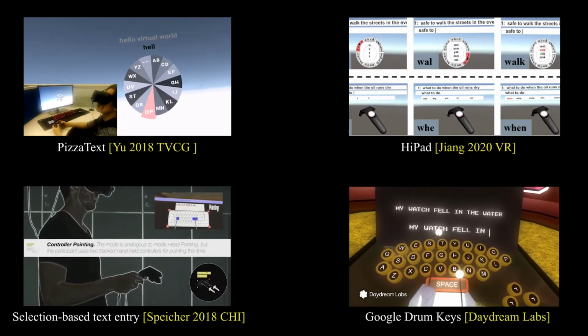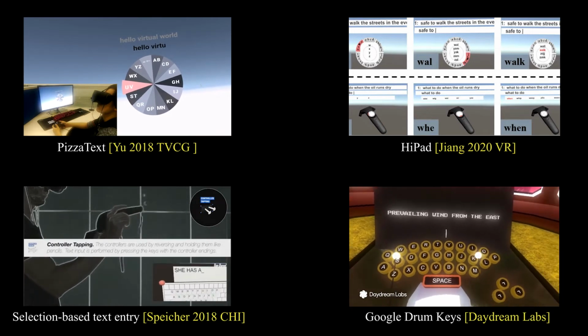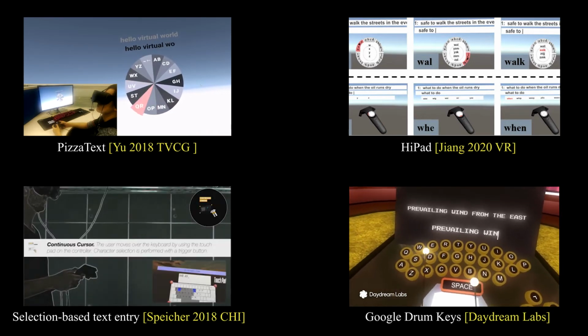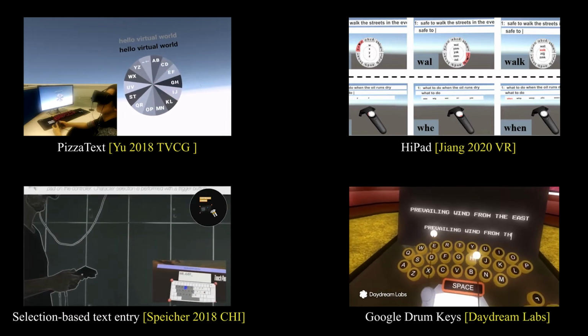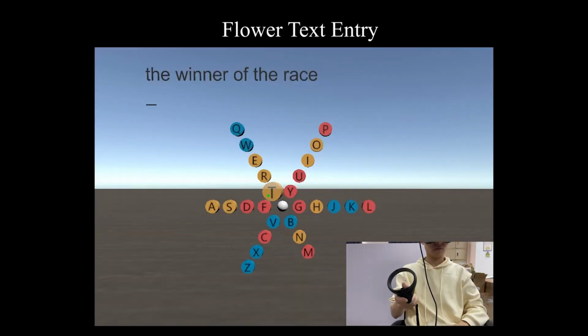Here are the state-of-the-art handle-based methods for text entry in VR. However, in terms of typing speed, there is still a gap between the existing handle-based text entry techniques and using a physical keyboard in reality. In this paper, we proposed flower text entry, an efficient single-hand text entry technique based on a flower-shaped keyboard.